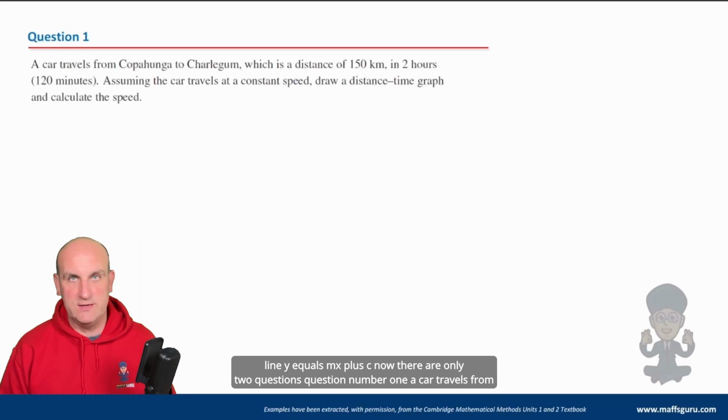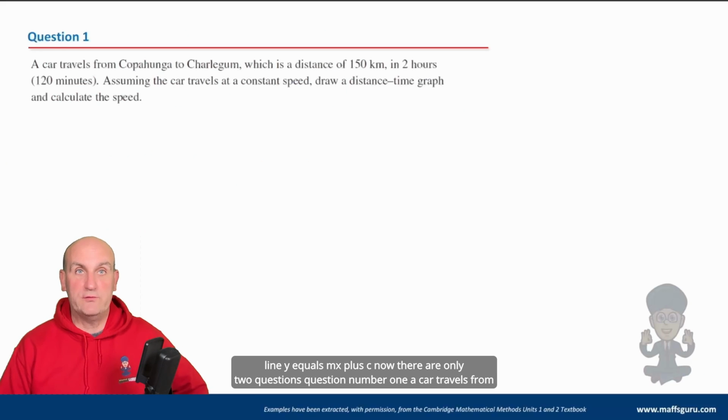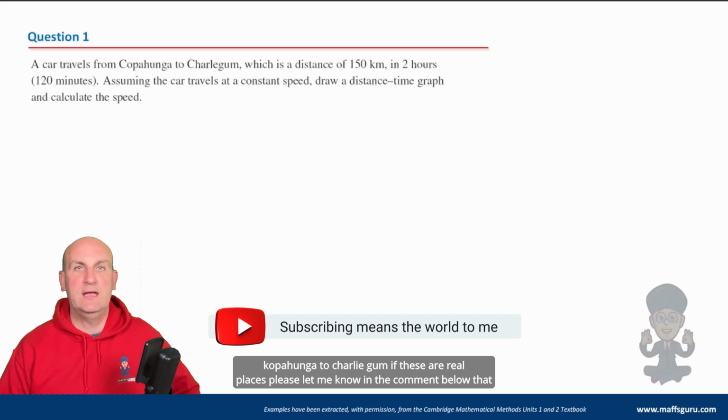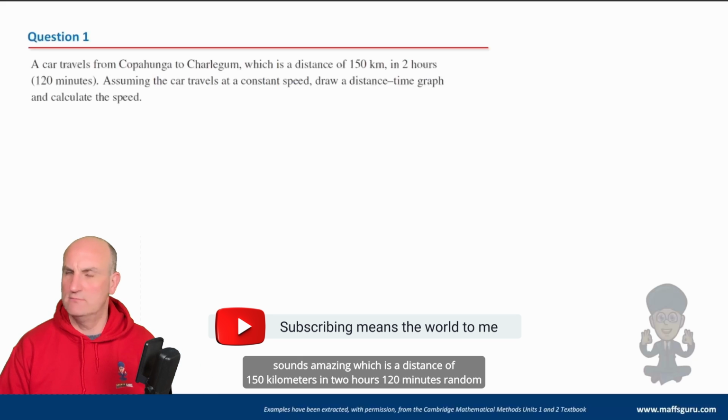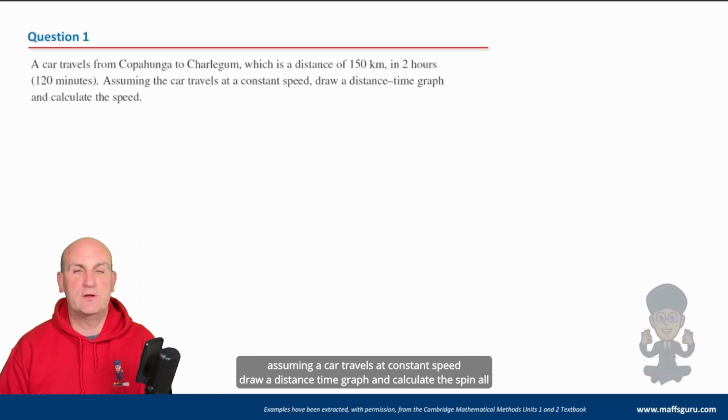Now, there are only 2 questions. Question number 1: a car travels from Kopahunga to Charlie Gum. If these are real places, please let me know in a comment below. That sounds amazing. The distance is 150 kilometers in 2 hours, 120 minutes. Random. Assuming a car travels at constant speed, draw a distance time graph and calculate the speed.